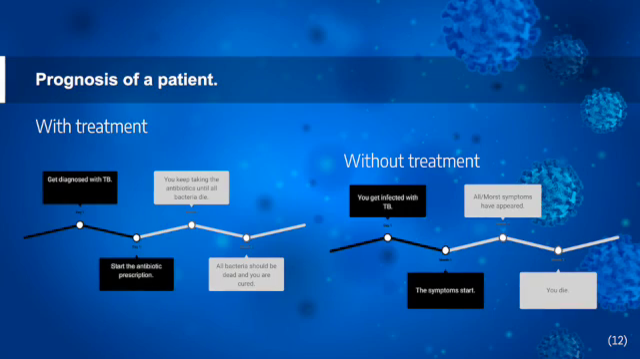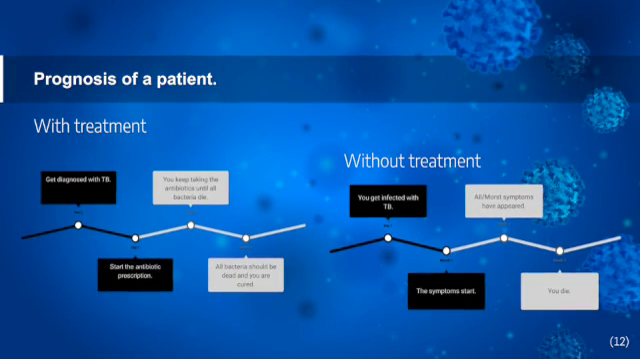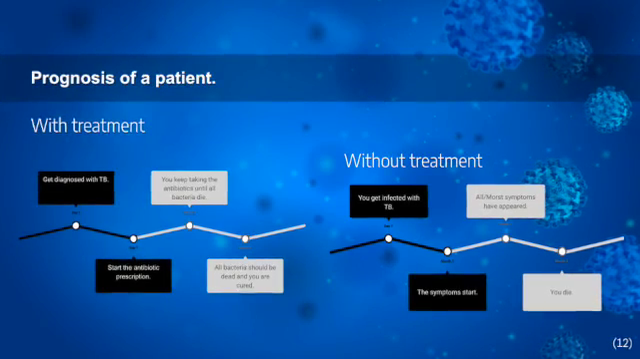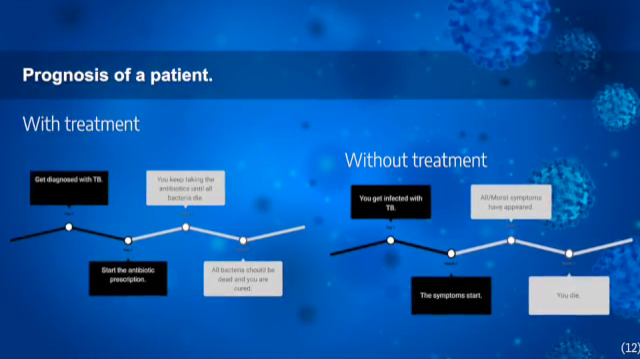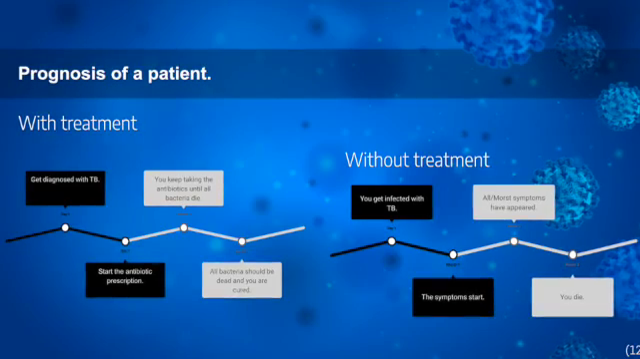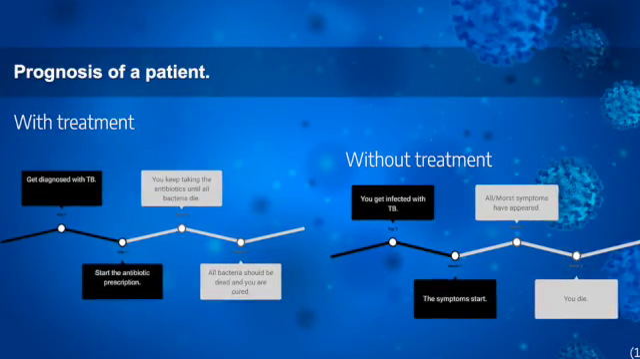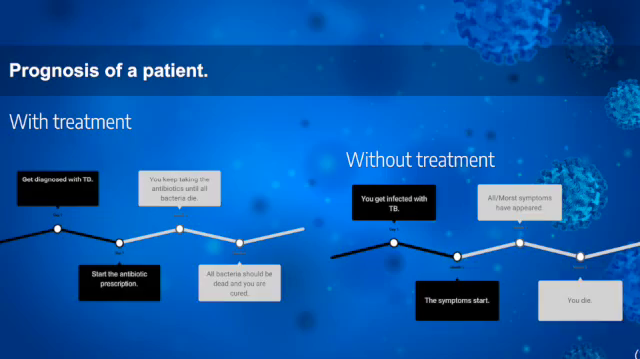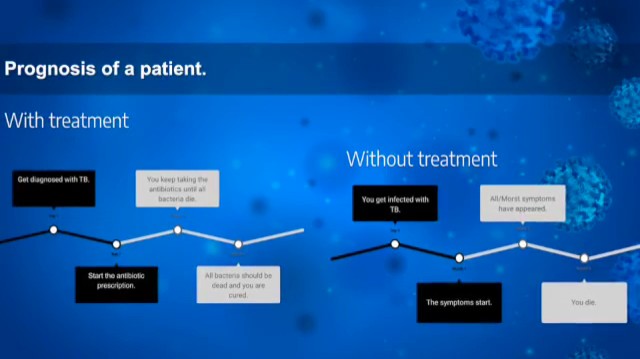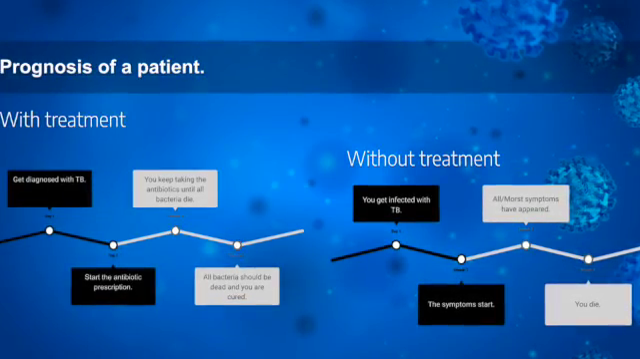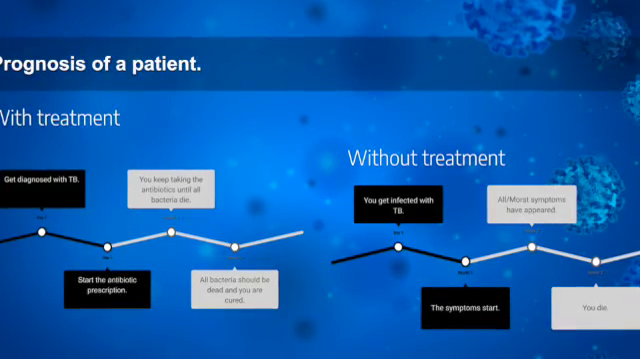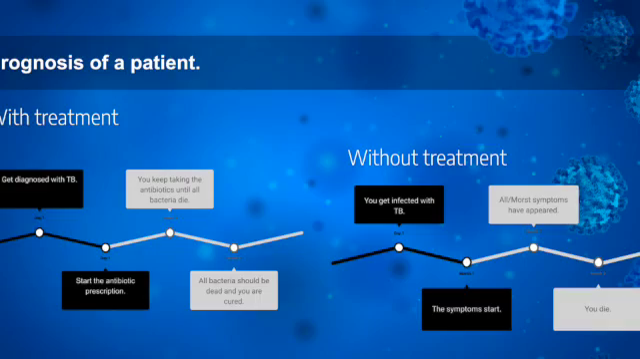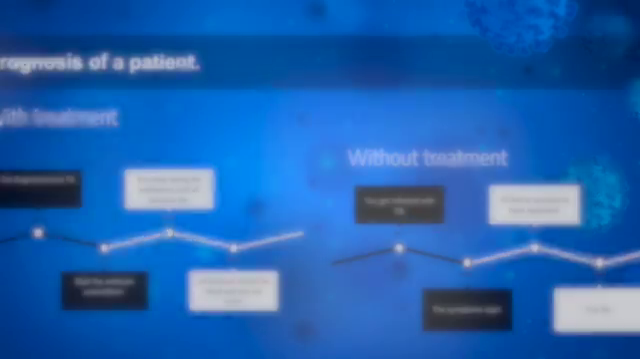Prognosis of a patient. If you get tuberculosis, you have to get antibiotics on day 1 of tuberculosis symptoms. And if you keep taking antibiotics every day, by month 3, most bacteria should die, and by month 6, you should be cured. But if you don't get the proper treatment, by month 1, you will see TB symptoms. By month 2, more symptoms show up, and by month 3, you're probably going to be dead.